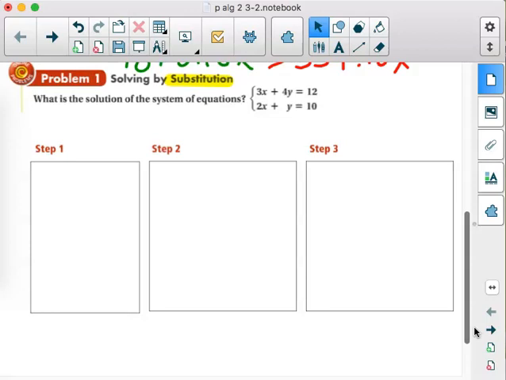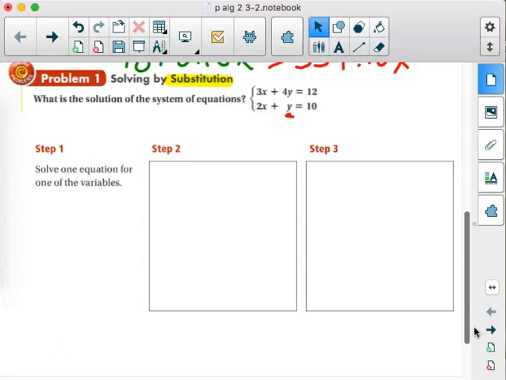So I would want to know what makes this a good substitution problem. And what makes it a good substitution problem is right there. If you have a problem that has just an x, just a y, just a negative x, or just a negative y, that's a super good substitution problem. Because what we're going to do is we're going to get this y all by itself. That's step one. Solve one of the equations for one of the variables. It can be x, it can be y, it doesn't matter. Just solve it for one of them. Get an x by itself, get a y by itself. And you've already completed step one of substitution. So solve one equation for one of the variables.